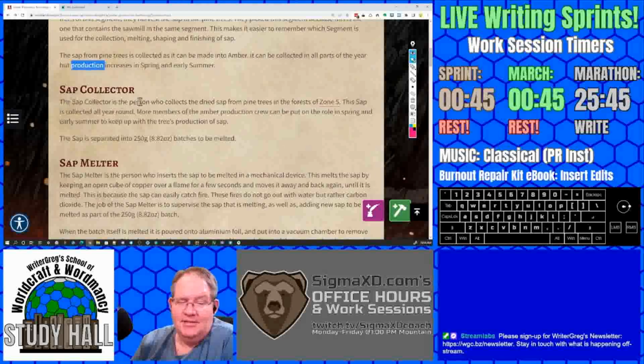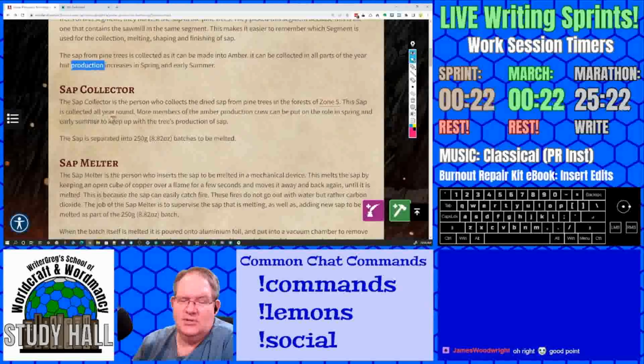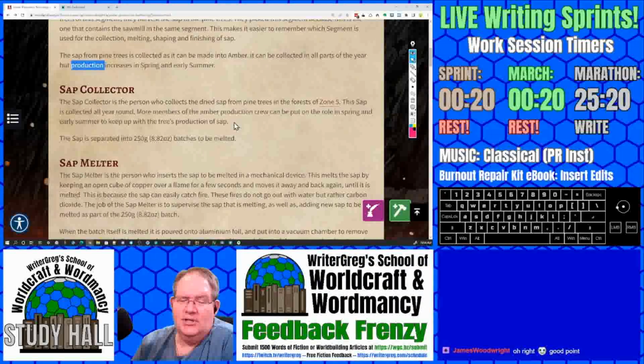The sap collector is the person who collects the dried sap from pine trees in the forests of Zone 5. This sap is collected all year round. Really? More members of the amber production crew can be put on the roll in spring and early summer to keep up with the tree's production of sap.